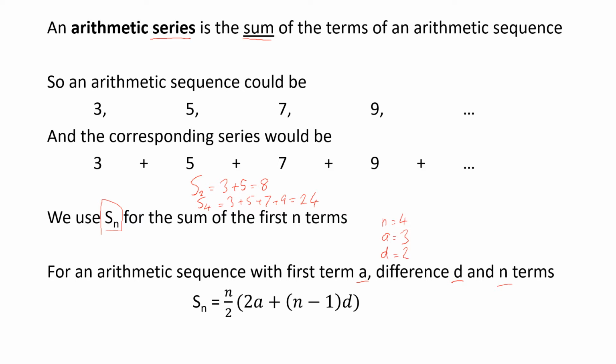So if we plug that all together, we would get 4 over 2 times 2 times 3, and then we've got n minus 1, so 4 minus 1, and d is 2. We could simplify that. 4 over 2 is 2, 2 times 3 is 6, 4 minus 1 is 3, times 2 is 6 as well, so 2 times 6 plus 6, 2 times 12, which gives us 24. So on a very base level, we got S4 is 24 by just adding them up, and we got it by using the formula.